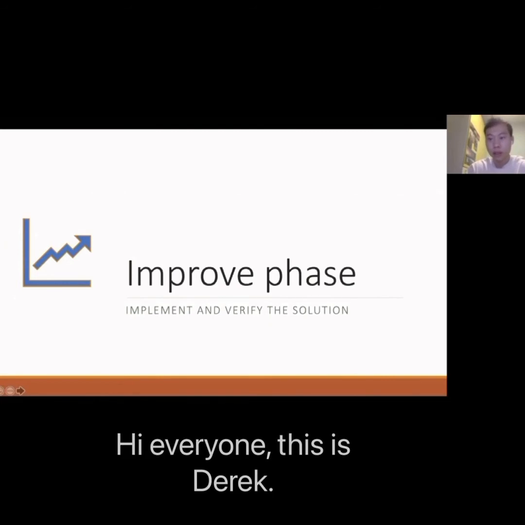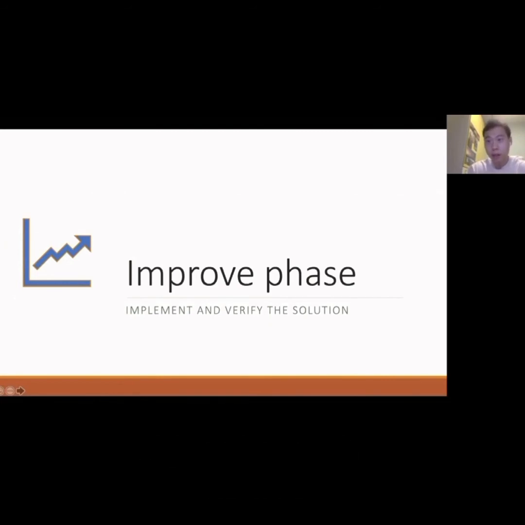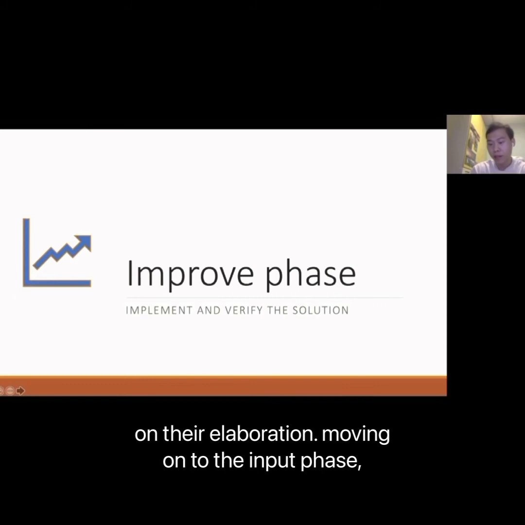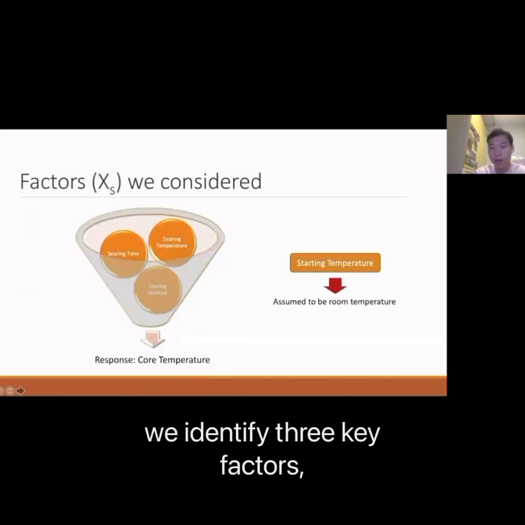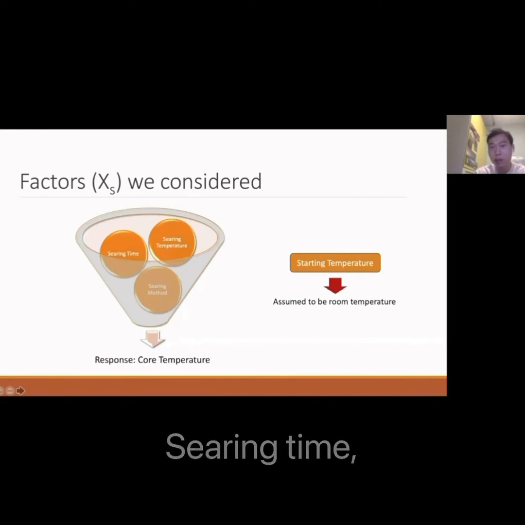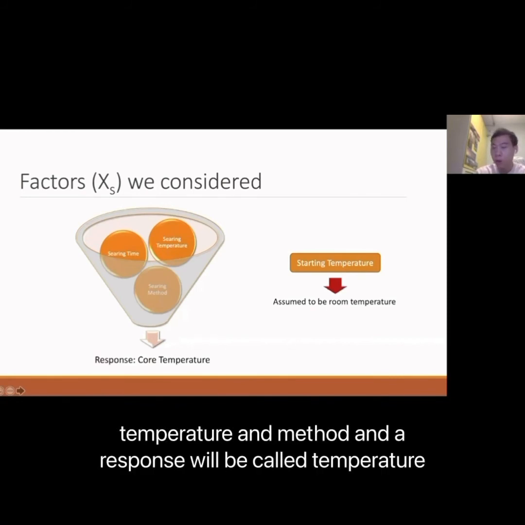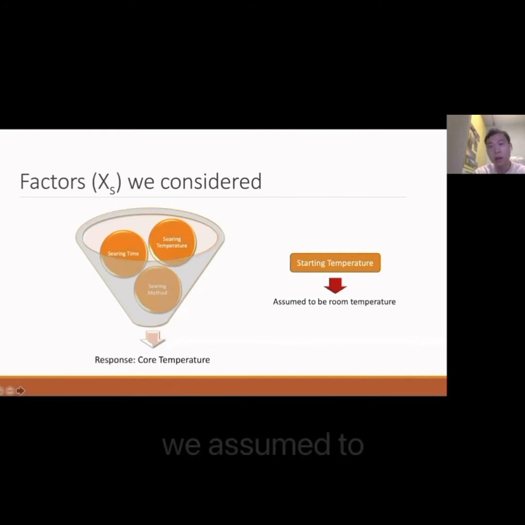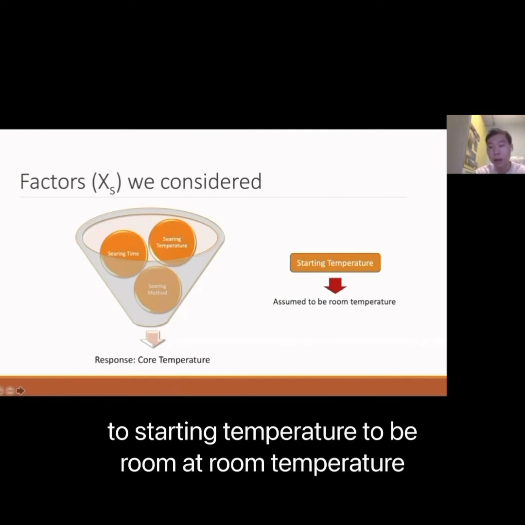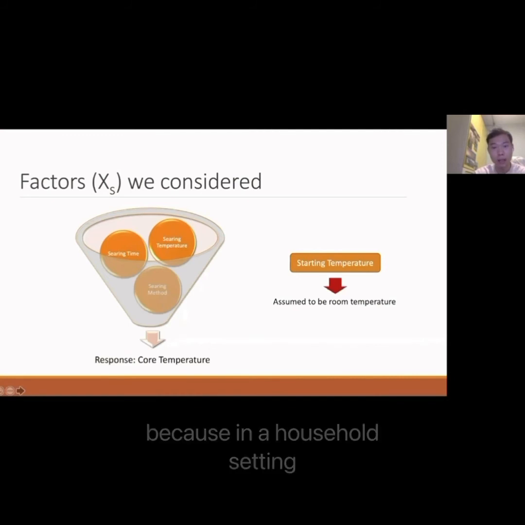Hi everyone, this is Derek, and thanks for my teammates' elaboration. Moving on to the improve phase. The first tool that we use is brainstorming. We identify 3 key factors: searing time, temperature, and method, and our response will be core temperature, which will affect the doneness of the steak. We assume the starting temperature to be room temperature because it is a household setting.